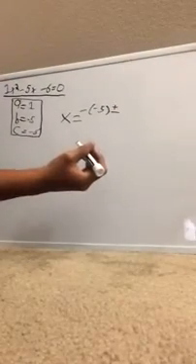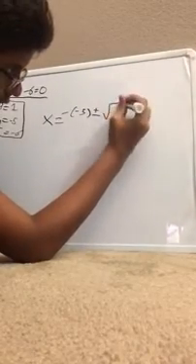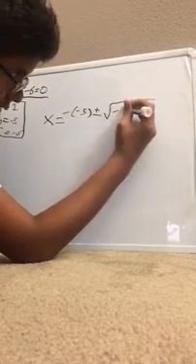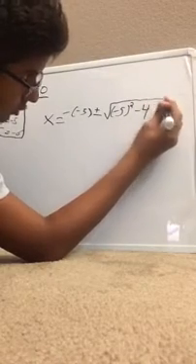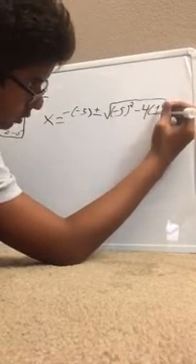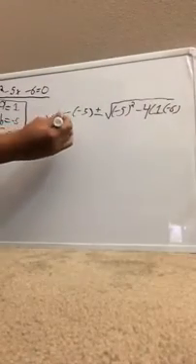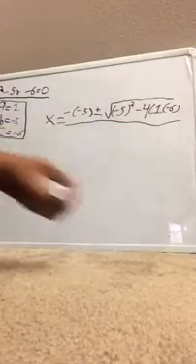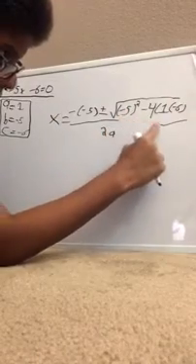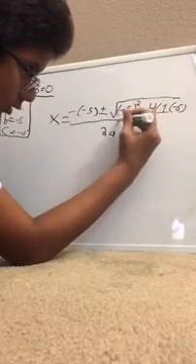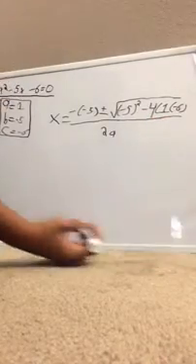And then a very long square root. The square root of b squared, negative 5 squared, minus 4 times a times c. So 4 times 1. And then negative 6. And then all of that over 2a. I'm going to fix that line. That's a little better. Right.